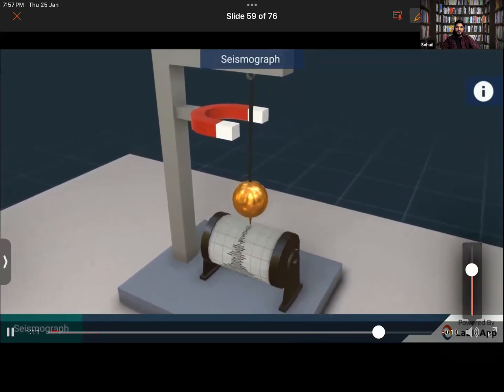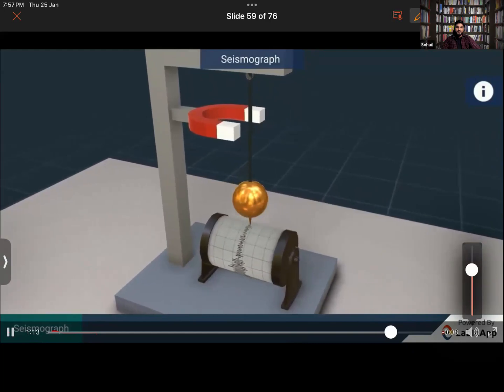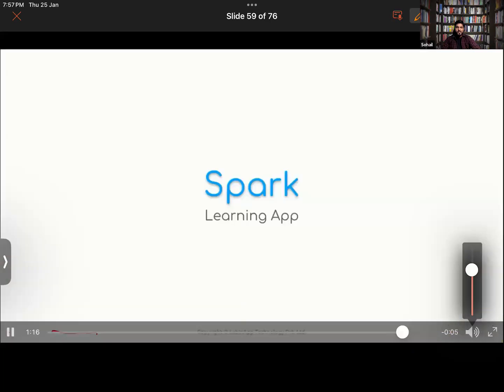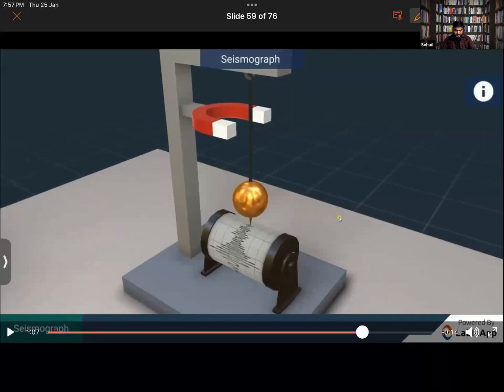So why is the magnet placed there? This magnet, why is it placed over here? Look over here. I think I will have to look into it. I will have to look into it. Not sure about it, so I won't be saying anything on it. So that is how it is basically functioning, right?